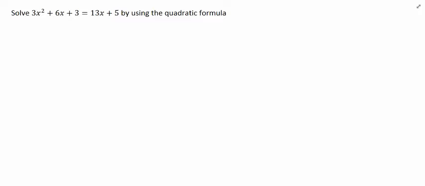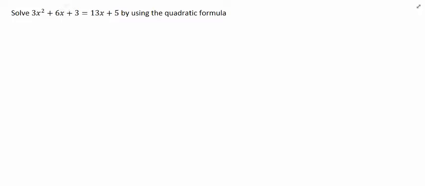Here we're asked to solve by using the quadratic formula, but even if we weren't told to use the quadratic formula, for this example it would turn out to be our only option. So supposing that maybe we weren't told to use the quadratic formula, we could think about isolating first.